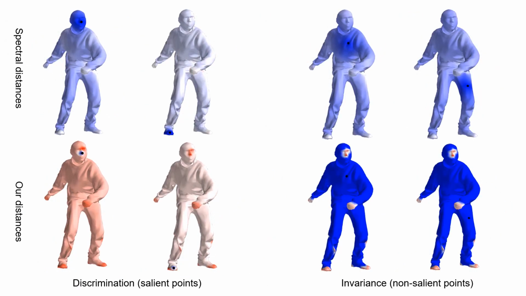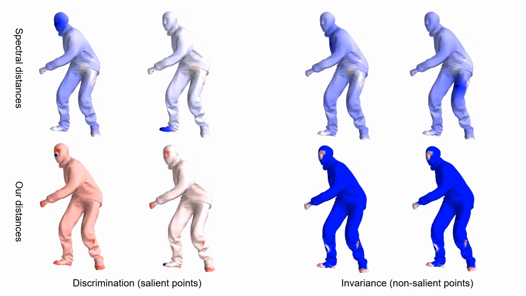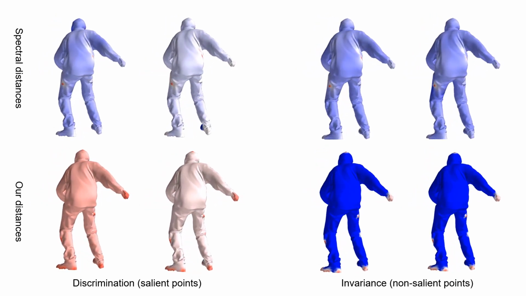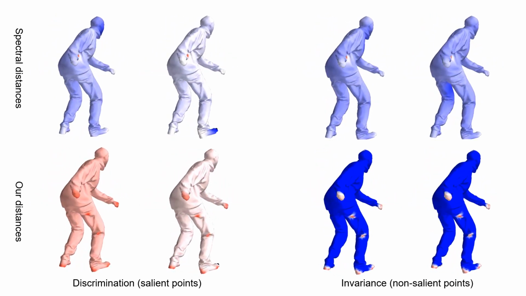Here, the black point on each shape is considered as a reference point. The reference points of the left-hand side shapes are located at the salient points, and those of the right-hand side shapes are at non-salient points. Blue color visualizes short distances to a reference point, and red color visualizes long distances. Our embeddings at the bottom localize salient points very sharply and achieve maximum invariance for non-salient points.